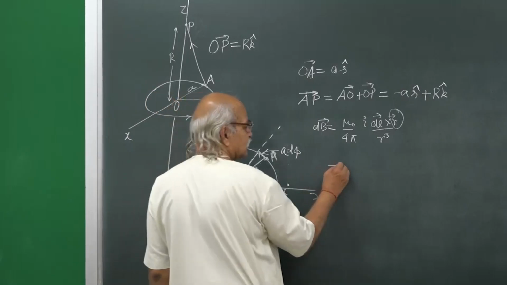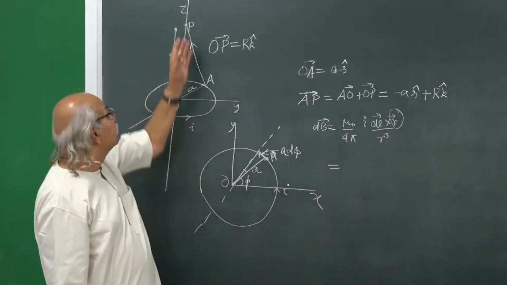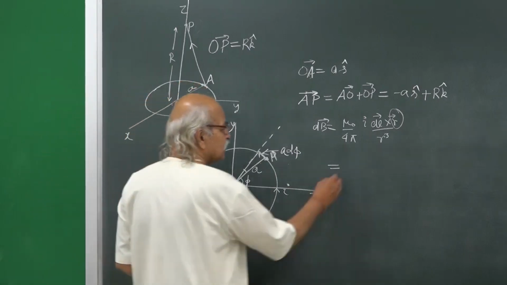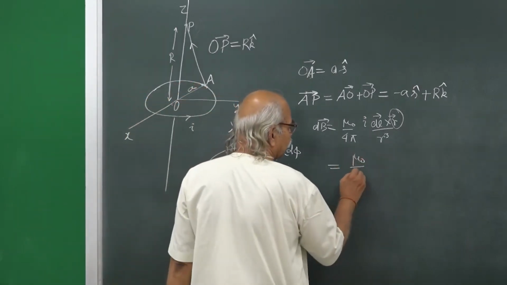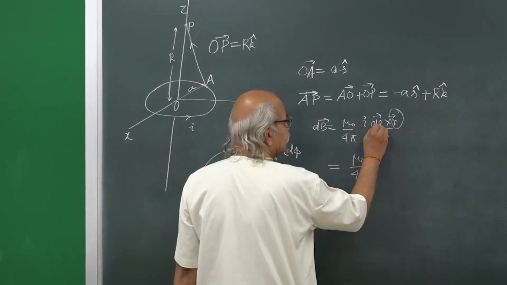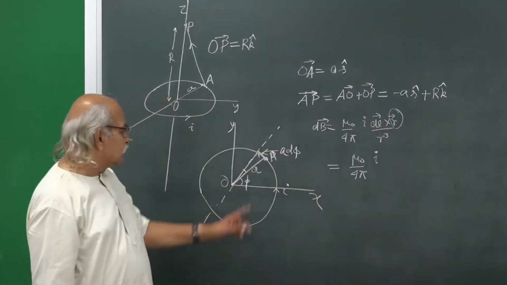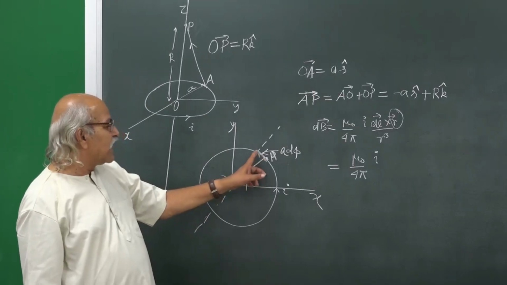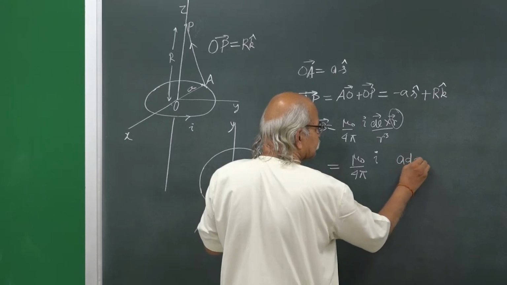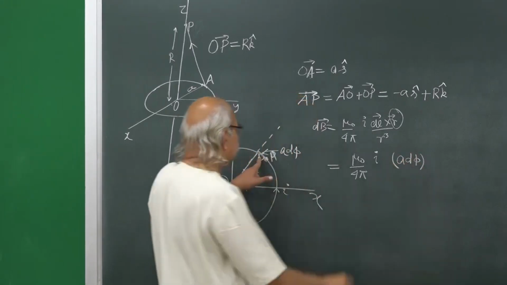So what is the magnetic field at this point due to this current element? It is mu naught over 4 pi, and then I dl. What is dl? This is dl. What is the magnitude of dl? The magnitude of dl is A d phi, the length.